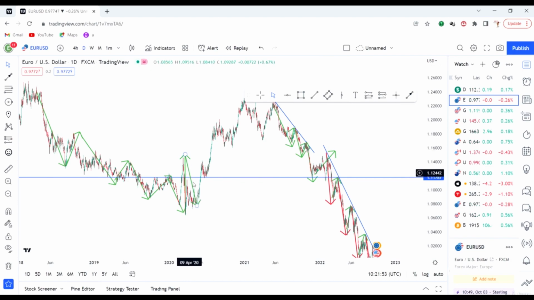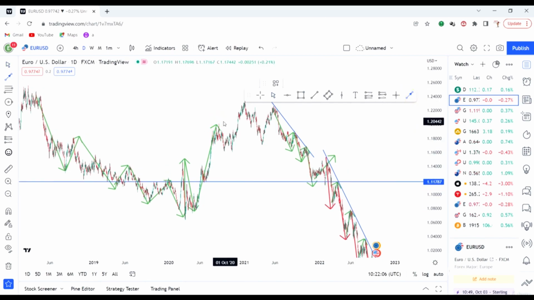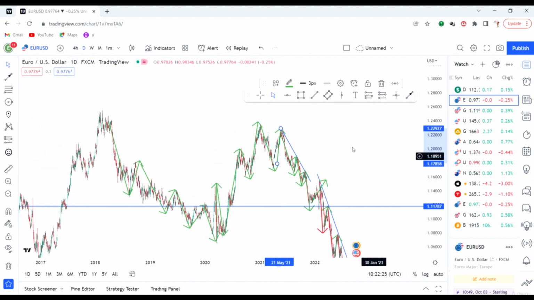So after making this, it retraced and even made a low that was higher than this particular low, and then started making what we call higher highs and higher lows. Now, as you can see, this downtrend changed at this point because of the breaking of structure. And then this uptrend didn't last for too long, and the downtrend continued.